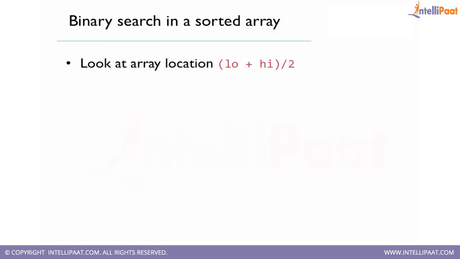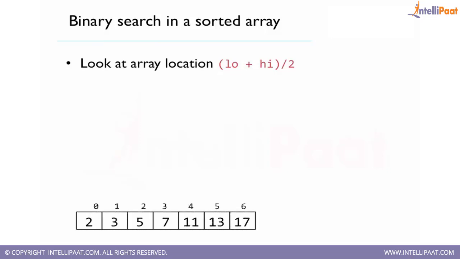So, binary search in a sorted array. Let's assume we have an array like this. Okay, now look at the locations of this array: low is the lowest index, high is the highest index. So the lowest index is 0, the highest index is 6. So 0 plus 6 divided by 2 equals 3. So if we calculate this, we will get 3.